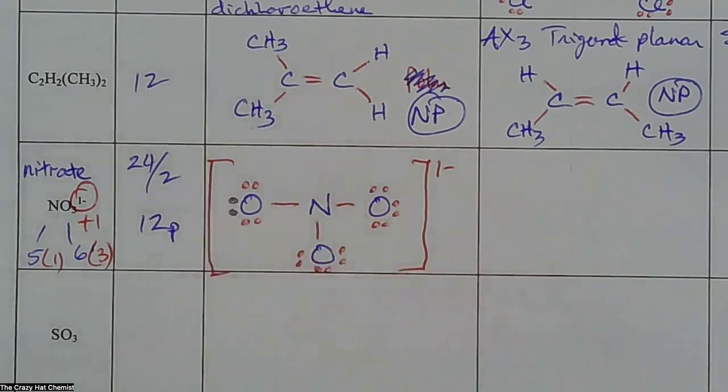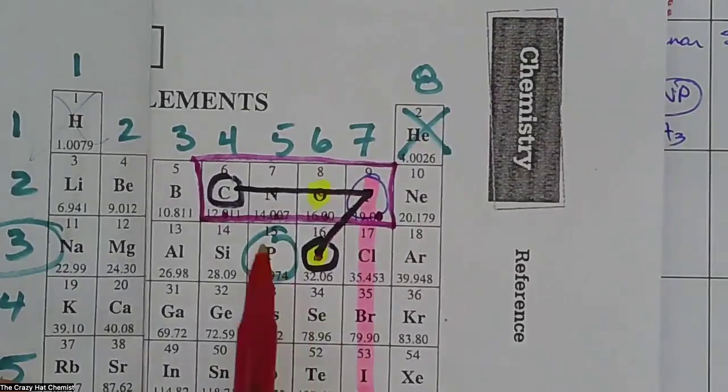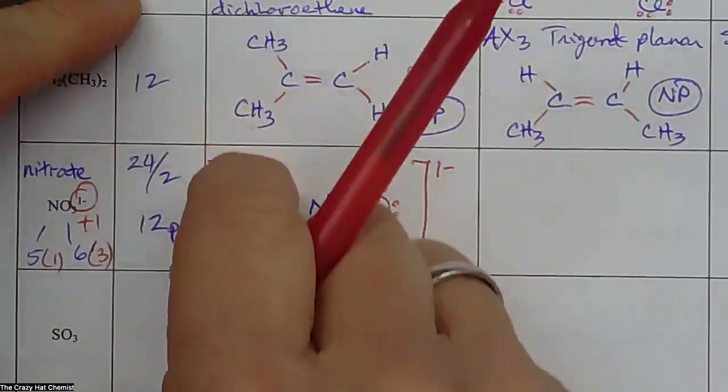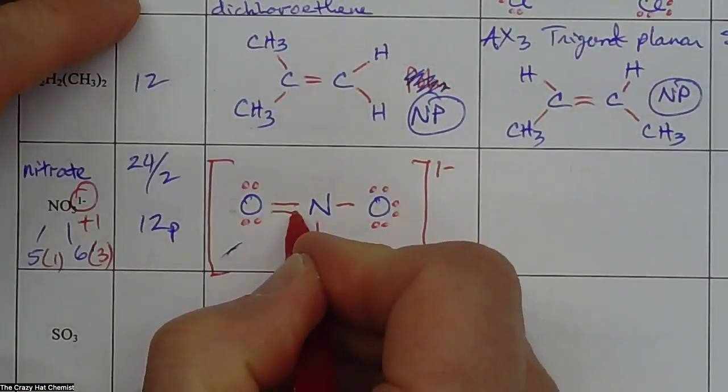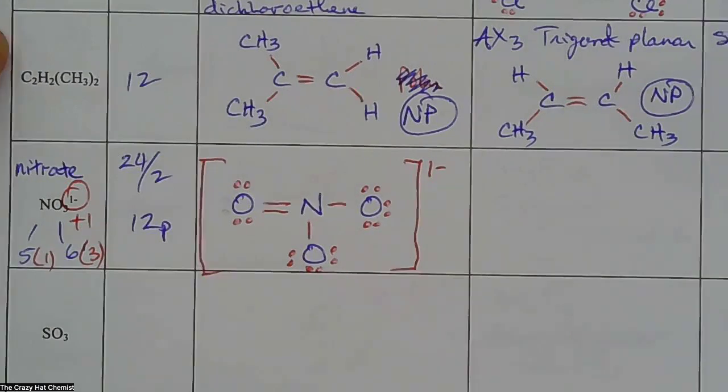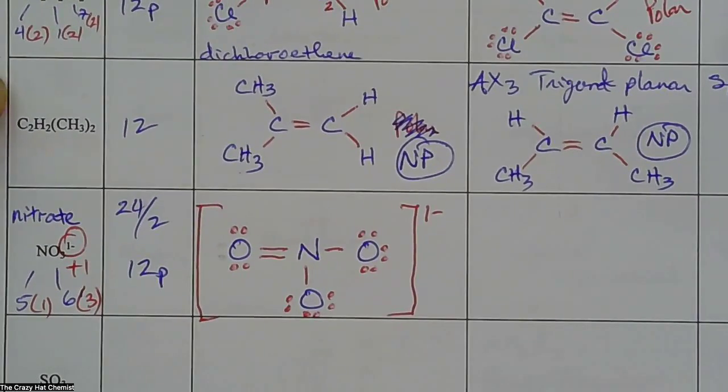And then you're going to ask yourself, does nitrogen need an octet? Well, most certainly it does. It's in period 2, so that means that sharing is caring. We're going to erase this pair of electrons right here, and we're going to do a double bond there, like that. Okay. And then we're going to do the VSEPR geometry of this one here as well.